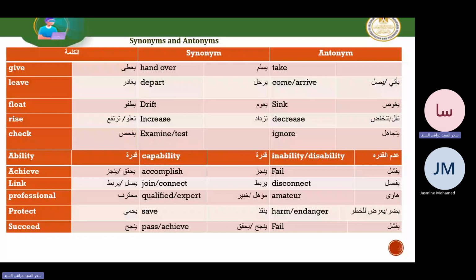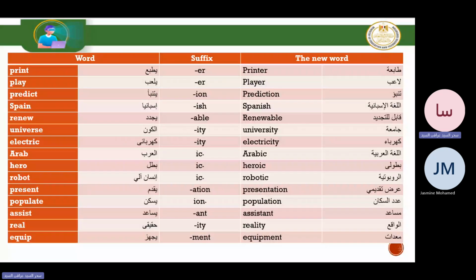Arab means people, and if we add ic it becomes Arabic, a language or a nationality. Hero with ic becomes heroic, an adjective. Robot with ic becomes robotic. Present with ation becomes presentation. Populate with ion becomes population. Assist with ant becomes assistant. Real with ity becomes reality. The last word, the verb equip, with ment becomes equipment.